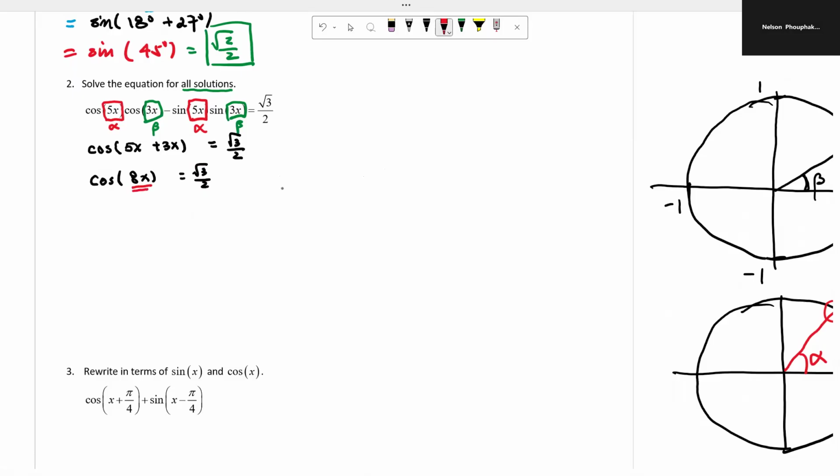Now, back to chapter 6. We learned how to solve these equations. I would like to let u equal to x. Then I have cosine of u equal to root 3 over 2. And remember ASTC. If cosine of u is positive, in this case, u is in quadrant 1 and 4.